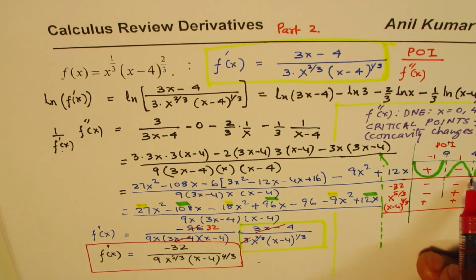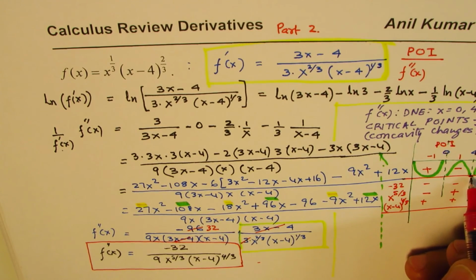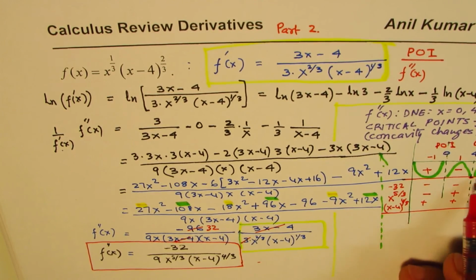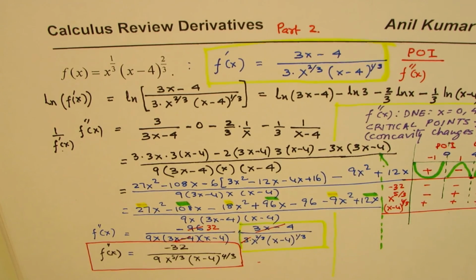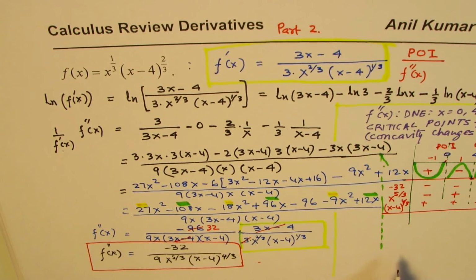But what you also know from the first derivative, from this point, it was undefined. Since it was undefined, we have a cusp here. We are not saying it from this aspect, right? Anyway, so we found that there is a point of inflection at x equals to 0.